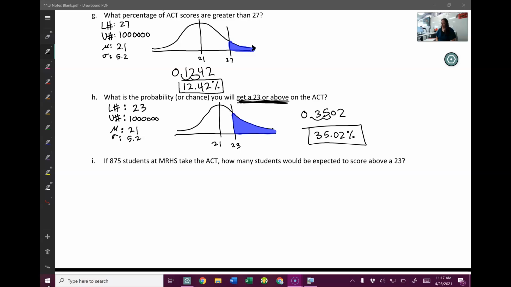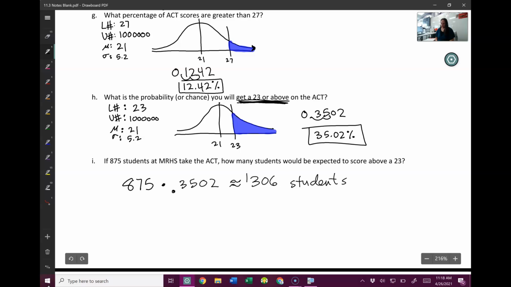Okay, last one. If 875 students at MRHS take the ACT, about how many students would you expect to get a score above 23? Well, we have 875 students, and I would expect that 35.02% of them would get above a 23. But your calculator doesn't like percentages, so we're going to turn it back into our decimal. And we just type that in, 875 times my decimal, and we get about 306 students. So we would expect about 306 MRHS students to get a score above a 23.